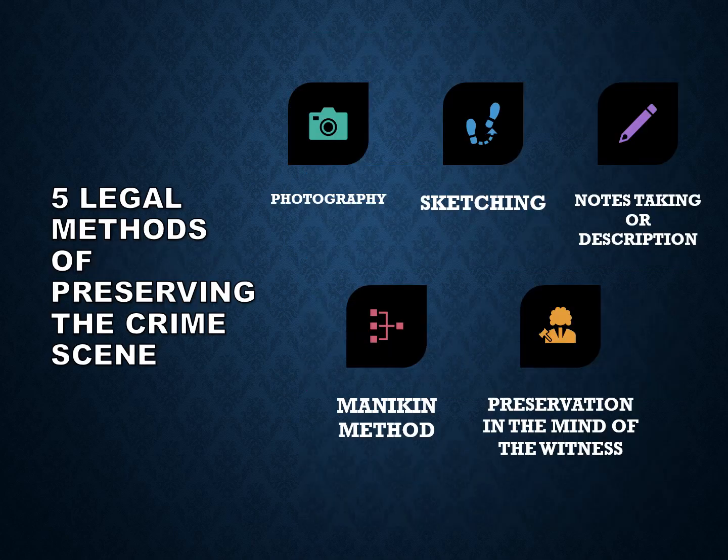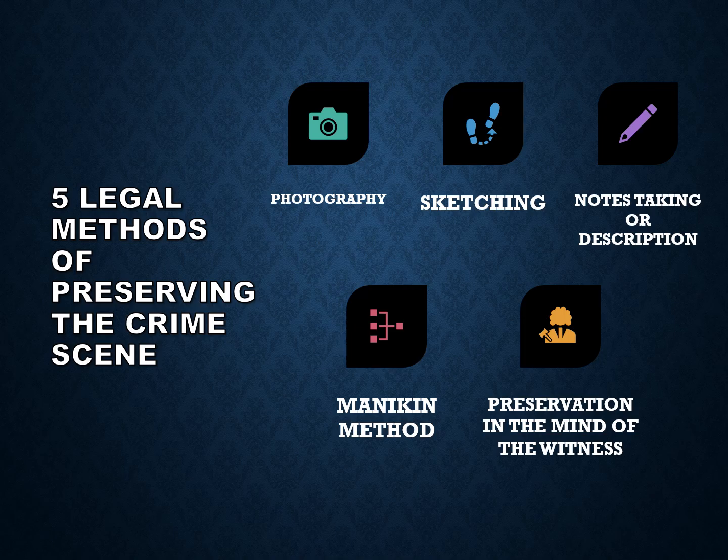So there are five acceptable methods in court in order to preserve the crime scene. First, by means of photography. That is what we call forensic or crime scene photography. In photography, it is the process of capturing images of items and objects found on the crime scene in a sensitized material. Second, sketching, which involves the graphic representation of the scene of the crime with a complete measurement of relative distances of items.